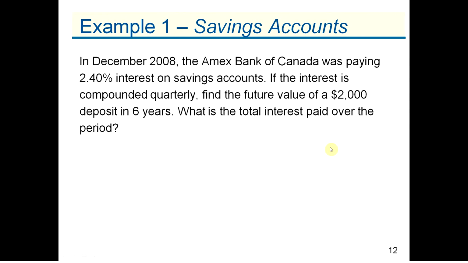Here's another example. This is example 1 out of the text. We have the American Express Bank of Canada in 2008 was paying 2.4% interest on savings accounts. It's compounded quarterly, so that means my M is going to be 4. We're looking for the future value, if we have a present value of 2,000 and we're depositing it for T equals 6 years. What is the total interest paid?